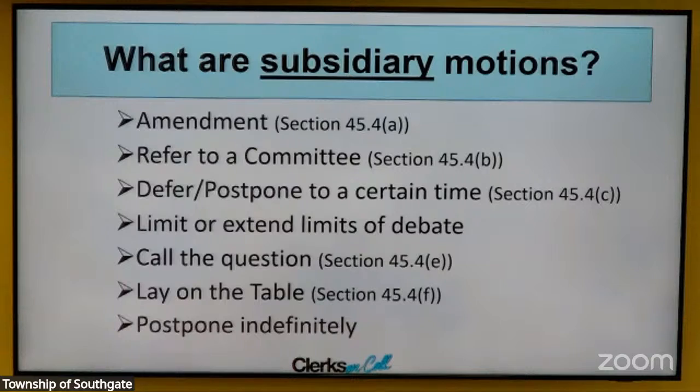So subsidiary motions, again, are a type of motion assisting in treating or disposing of a main motion, such as an amendment, which we've already reviewed. As well, there are other subsidiary motions, and they include refer to a committee, defer or postpone to a certain time, limit or extend the limits of debate, call the question, lay on the table, postpone indefinitely. And all of these motions are addressed in Robert's Rules of Order. And we've included the section number that you find them in the new draft procedure bylaw. Many of these are very straightforward, as you've likely dealt with some of them during the course of your deliberations, but we did want to highlight a couple of them that you may not be familiar with.